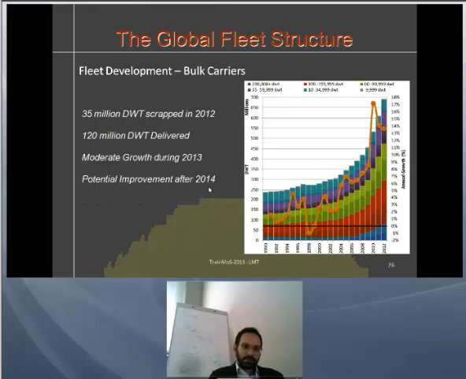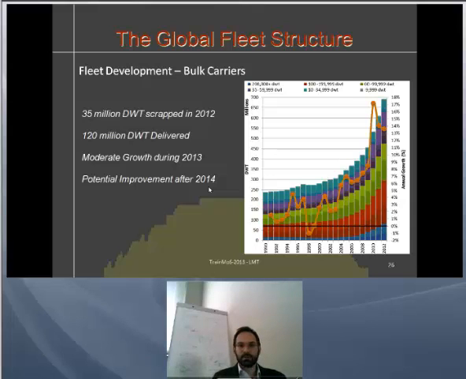Now the fleet development of bulk carriers: we have a much bigger scrapping deadweight here, 35 million deadweight scrapped in 2012. And we have 120 million deadweight delivered. So the overcapacity is much greater than in the crude oil tanker fleet, and this is creating a bigger problem, and it's pressing the freight rates even lower than for the crude oil tankers. So this is why we also had a very moderate growth during 2013.